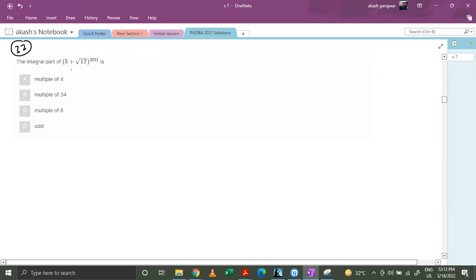So whenever I see an expression like this, 5 plus root 17, 3 plus root 5, something like that, I think of rationalization, at least writing it down. So, (5 plus root 17) raised to power 2021 equals I plus f. This is the integral part, this is the fractional part. The fractional part comes because of this irrational number. Now, when I think of rationalization, I think of 5 minus root 17.